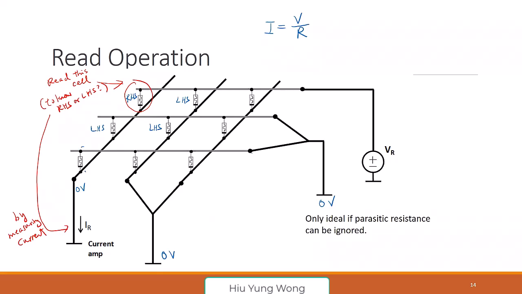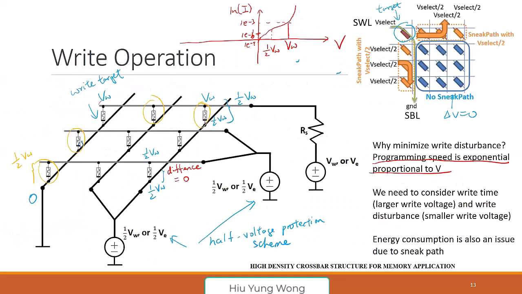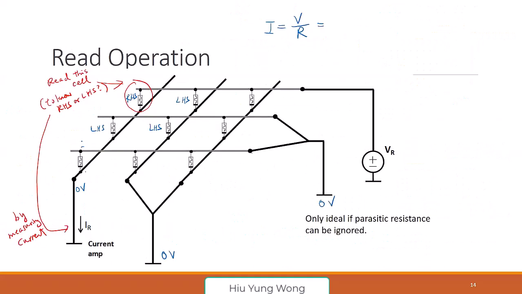Let's just use Ohm's law. Can it go the other way? What is V here? This is 0 volts. Right, the top node. So the difference is 0, correct? Oh, I see.